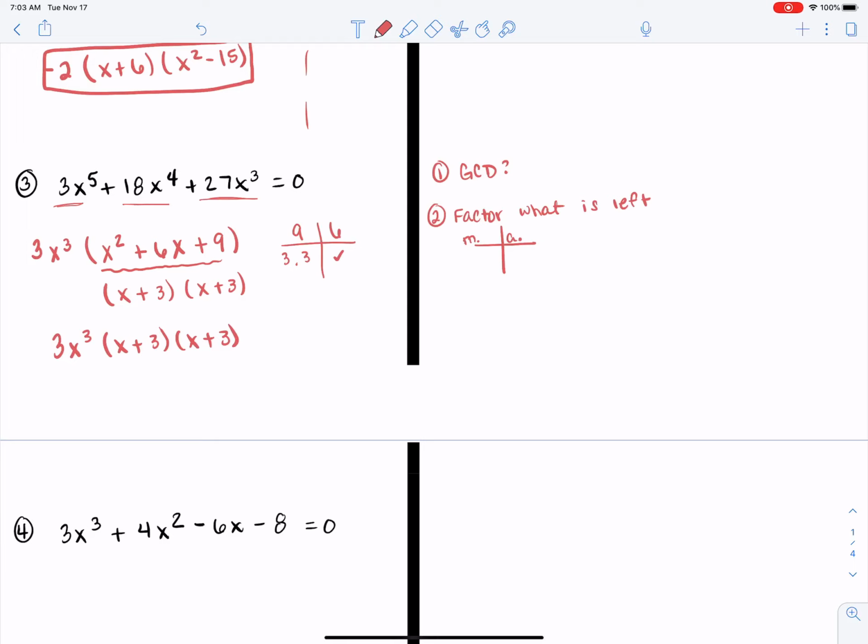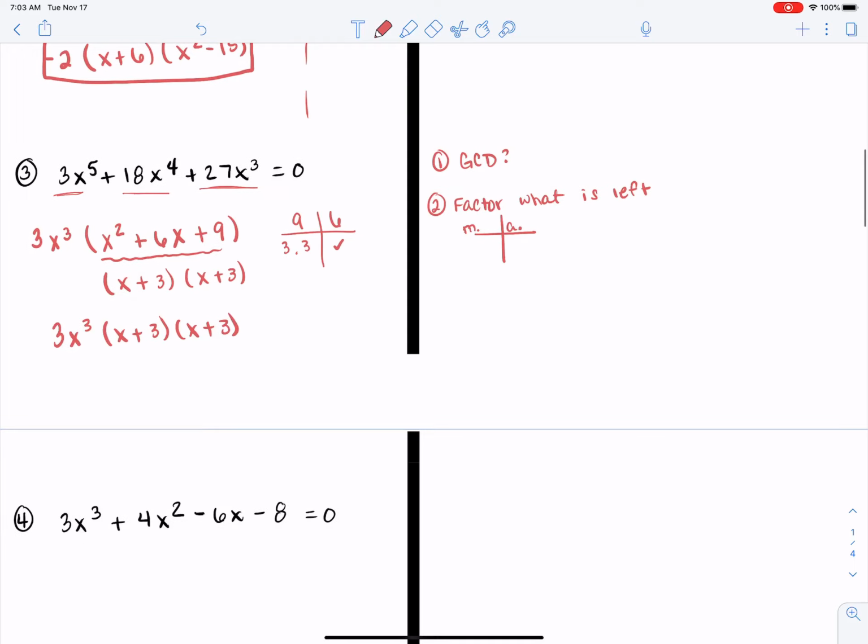But there's one more thing we can do here. x plus 3 is the exact same as x plus 3. And remember, sometimes mathematicians are kind of lazy. And if I could get away with not writing that twice, I'm going to do it. So I could say that I have 3x cubed, but then I have x plus 3 twice. So I have x plus 3 squared. And that is how you will usually see that answer written. So we could not use factor by grouping on that one.